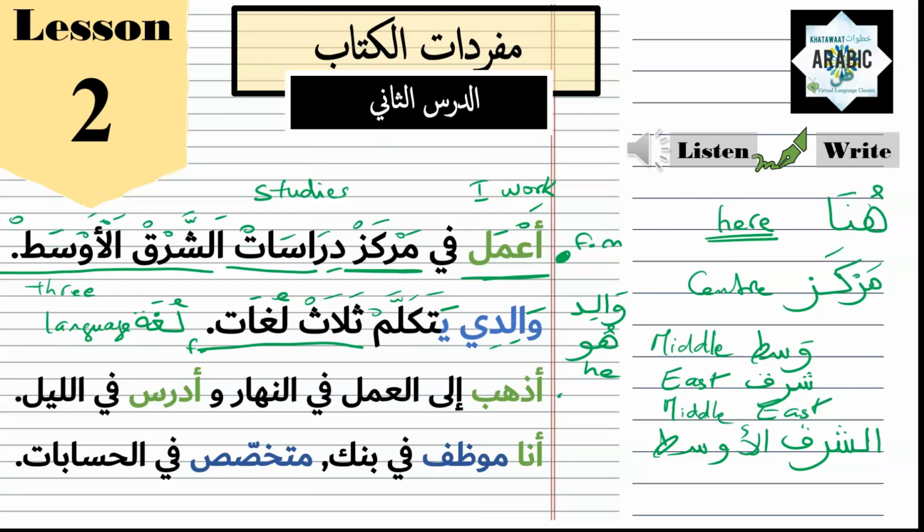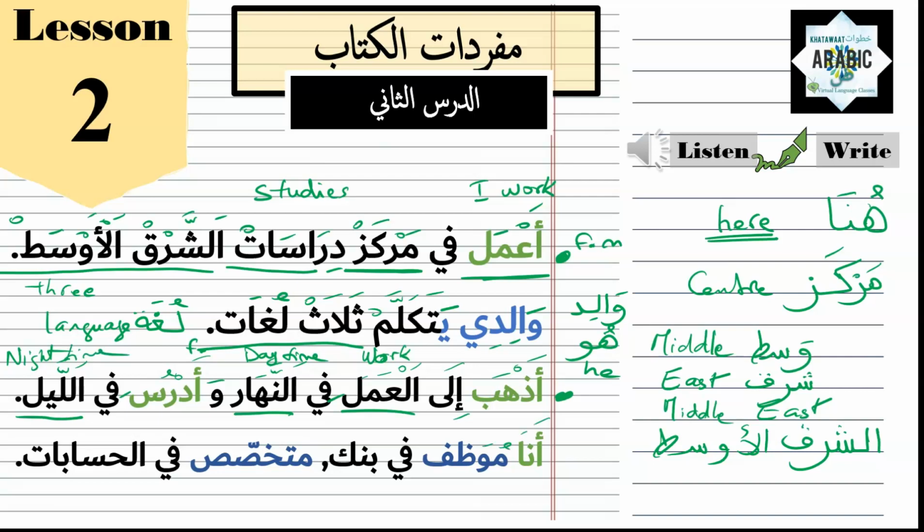Now, following sentence, أذهب إلى العمل. I go to work في النهار. So we have the word work in this lesson, which is the noun, العمل. العمل, the noun, work. في النهار. النهار is daytime. وأدرس, I study. في الليل. And then we have the other word, which is night. النهار, daytime. الليل, nighttime.